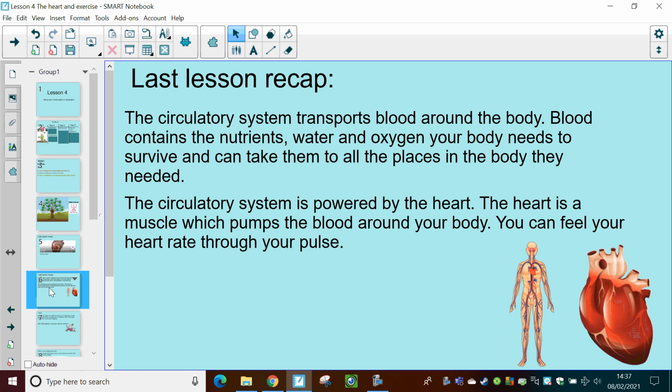Last lesson recap then. We missed science last week because we had the non-screen day. So you can either look back in your book or think really hard back to the lesson on the heart, the lungs, and the circulatory system. Pause the video now and have a read to recap your knowledge.